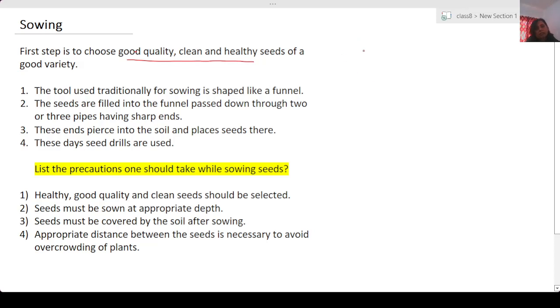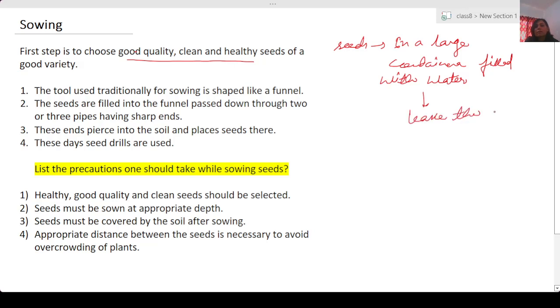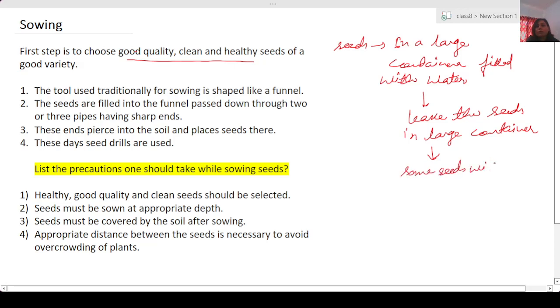How are they selected? What they can do is take the seeds in a large container which is filled with water. After this step, they will leave the seeds in the large container, and after some time what we will observe is that some seeds will float and other seeds will settle at the bottom, right? Now, what is the difference between these two types of seed?